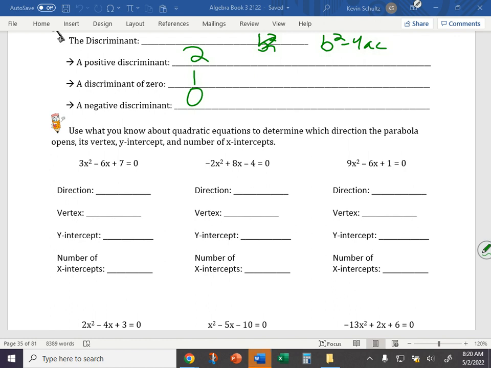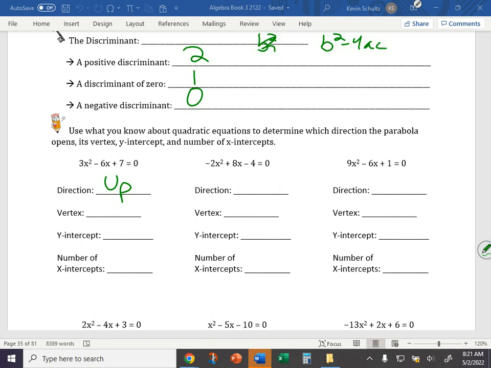Who remembers what direction this parabola will open, or at least how to tell? Noah. It'll open up. Because why? The x squared is positive. Good. The a term, that 3, the coefficient of x squared, is positive. Therefore, we know the parabola will open up.